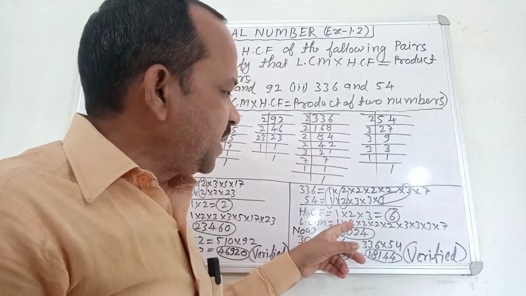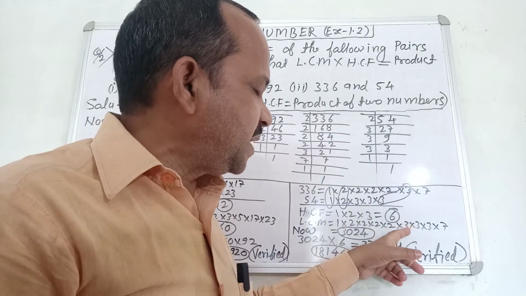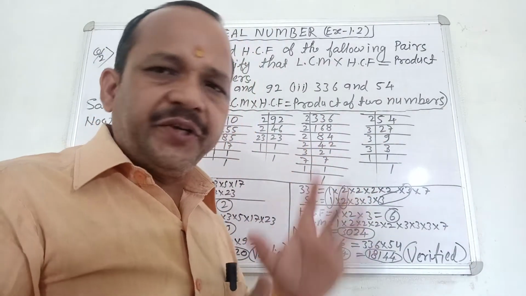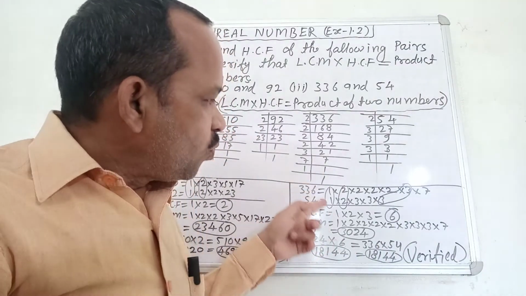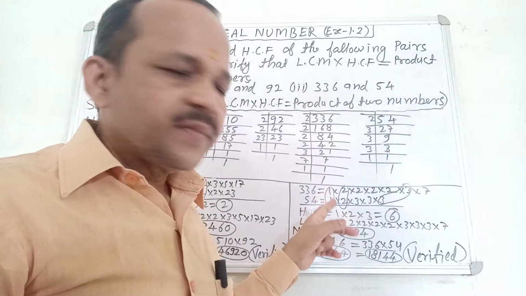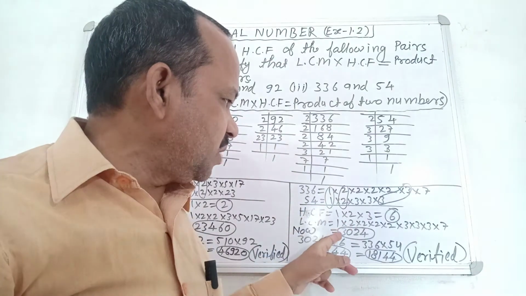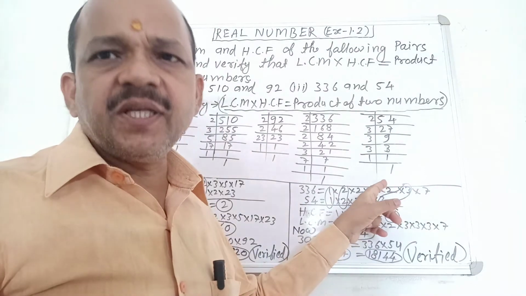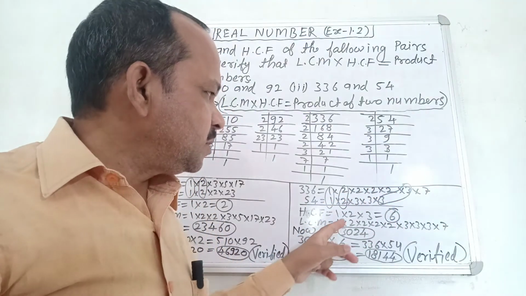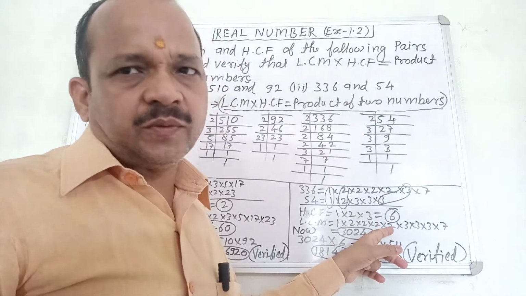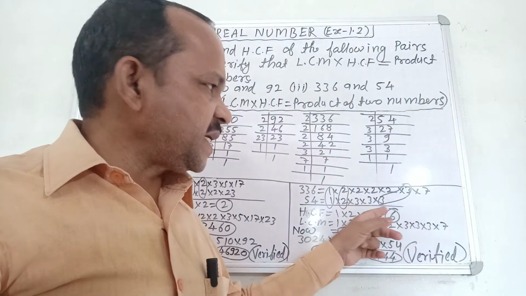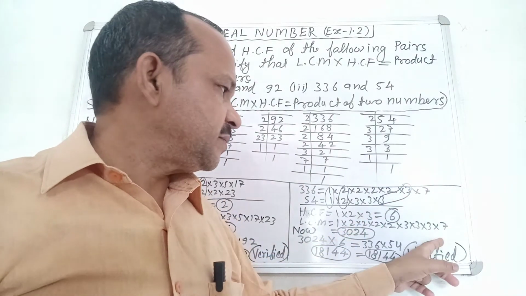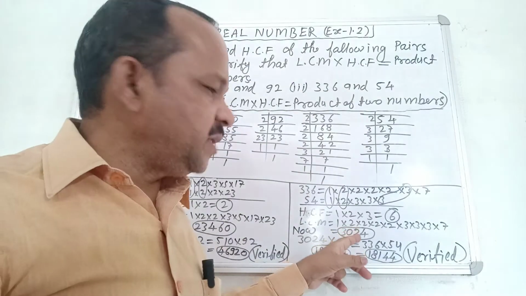LCM equal to 1 multiply 2 multiply 2 multiply 2 multiply 2 multiply 3 multiply 3 multiply 3 multiply 7. It becomes 3024. Here 1 is maximum one time in both lines. You write 1. 2 is maximum in first line, 4 times. You write 2 multiply 2 multiply 2 multiply 2. 3 is in second line, 3 times. You write 7, 1 time in first line. Your LCM is 3024.